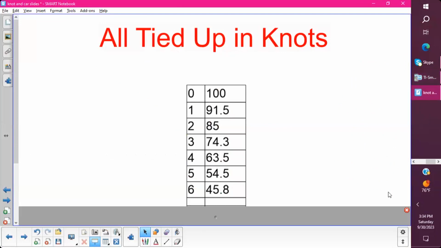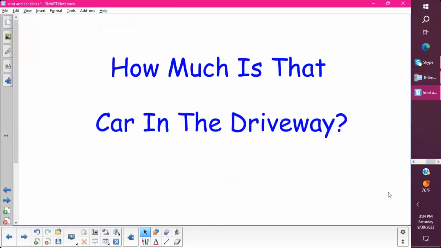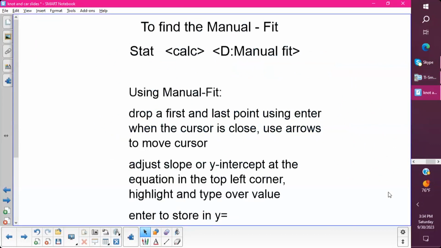The other thing that I will show you is, oops, went too far. One of the slides that you will be getting a copy of. Here's a little description and a way to remember maybe how to work with the manual fit. Again, you use the stat calc until you find the manual fit. Then using it, you drop your first and last point, just moving the cursor around. Once you have done that, you can adjust the slope and the intercept with that equation in the top left. And then you press enter to store your equation in the y equals. So that is the activity that I did.